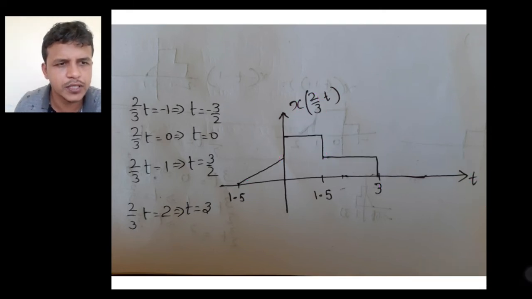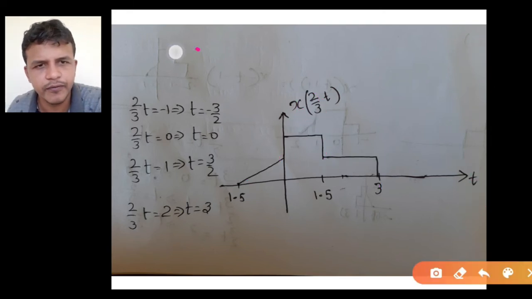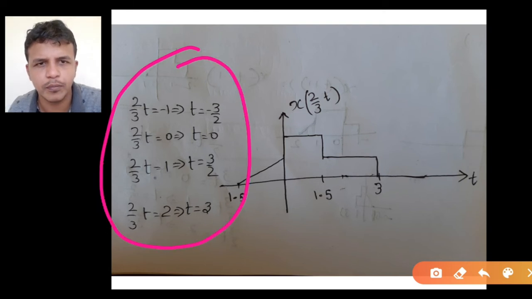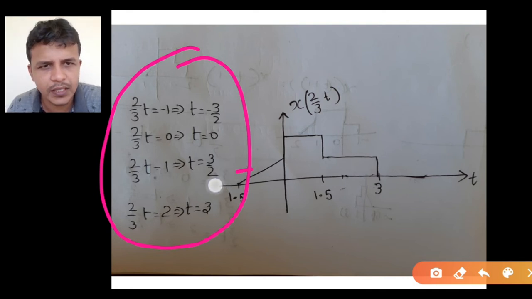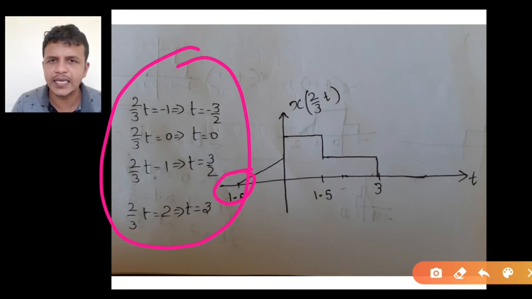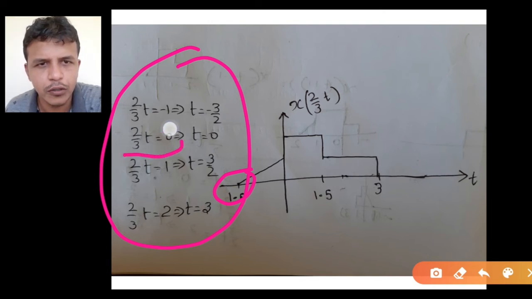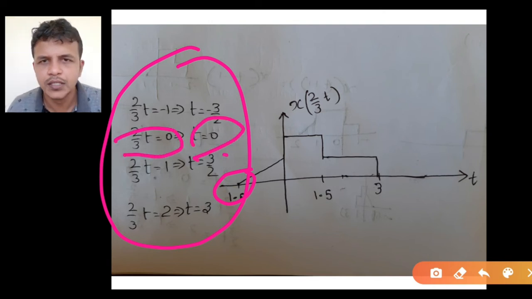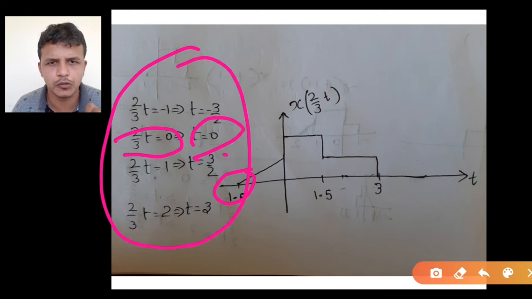Here also, on the left hand side, we have performed the logical approach. 2 by 3 of t equal to minus 1, which implies t equal to minus 3 by 2. Minus 3 by 2 is nothing but minus 1.5. So the thing that happened at t equal to minus 1 is happening at t equal to minus 1.5 after time scaling. Similarly 2 by 3 of t equal to 0, t equal to 0. So the thing that happened at t equal to 0 for x of t should happen at t equal to 0 for x of 2 by 3 t also.